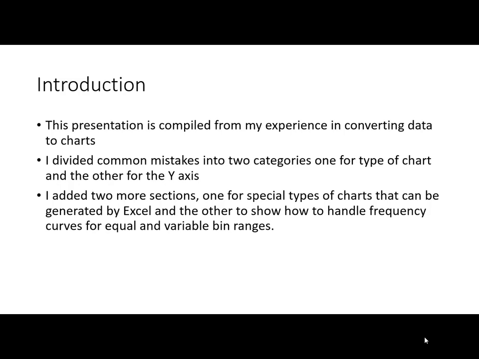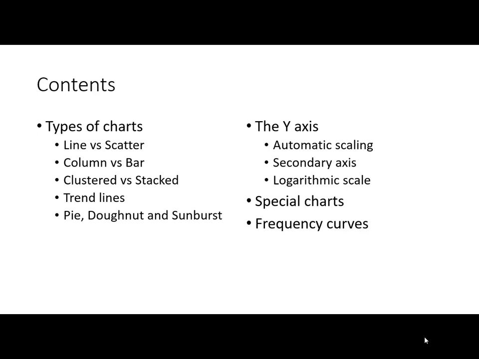I added two more sections, one for special types of charts that can be generated by Excel, and the other to show how to handle frequency curves for equal and variable bin ranges. The subtopics under types of charts are line versus scatter, column versus bar, clustered versus stacked, trend lines, pie, donut, and sunburst. For the y-axis category, the subtopics are automatic scaling, secondary axis, logarithmic scale, and the two additional parts are special charts and frequency curves.